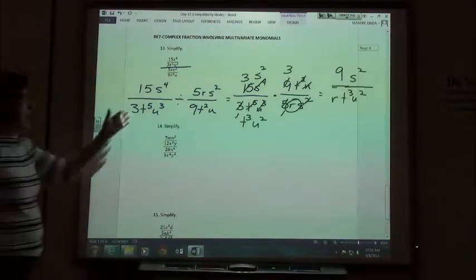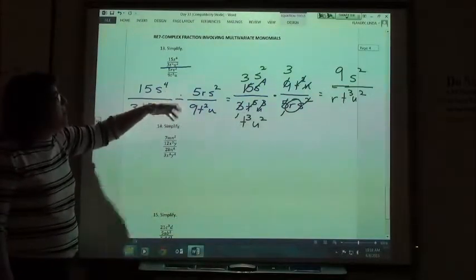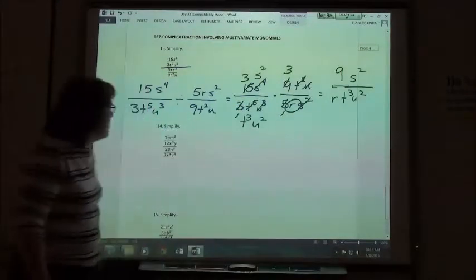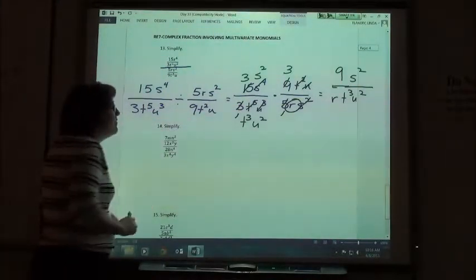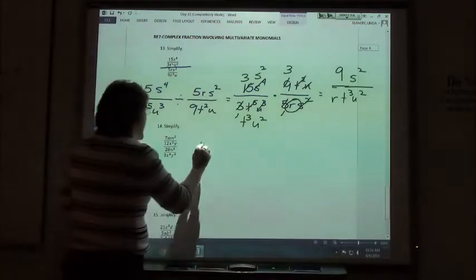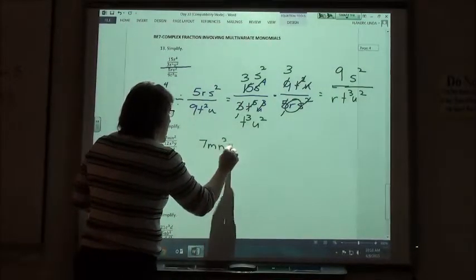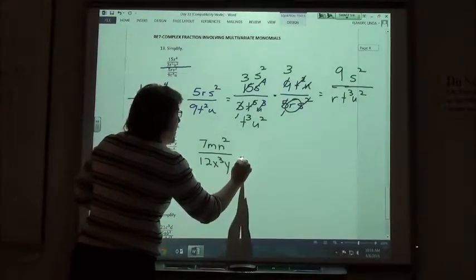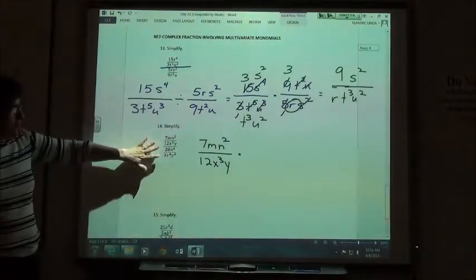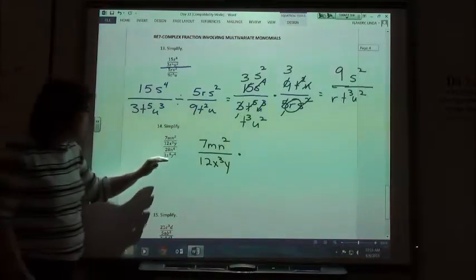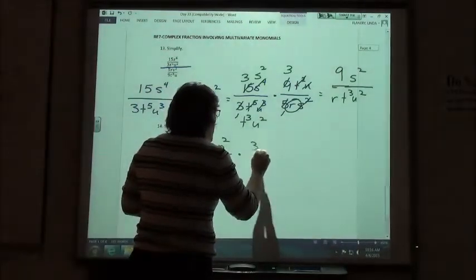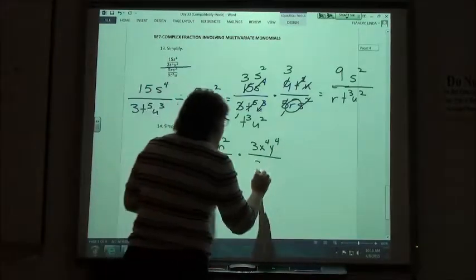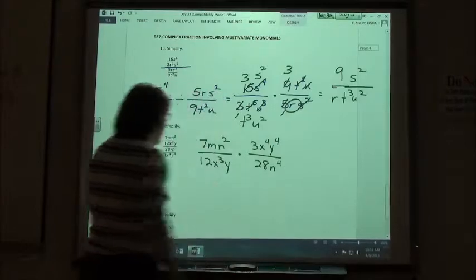So probably, is it really necessary to write this step down? Probably not, because hopefully now you know that that's a dividing problem, and we're just going to invert and multiply. So on number 14, if we just go to that, we are going to take 7mn squared over 12x to the third y times the reciprocal of the denominator, so 3x to the fourth y to the fourth, over 28 n to the fourth.